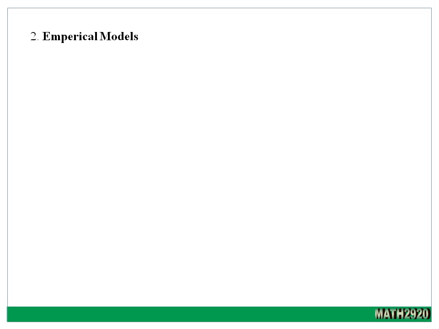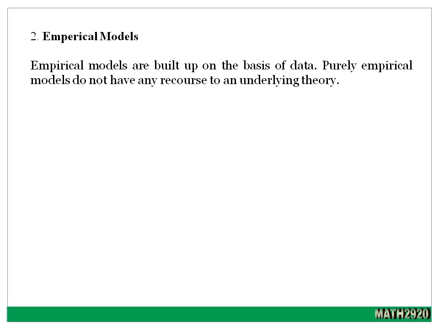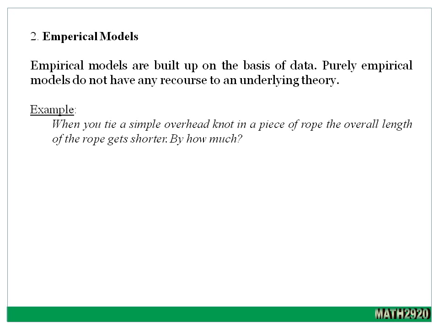The next category of model are what we're going to call empirical models. Empirical literally means based on experience, but for us it'll mean they're models built up on the basis of data and nothing else. So purely empirical models do not have any recourse to any underlying theory whatsoever. As an example, imagine that we're going to tie a simple overhead knot in a piece of rope. How much do we expect the rope to get shorter?